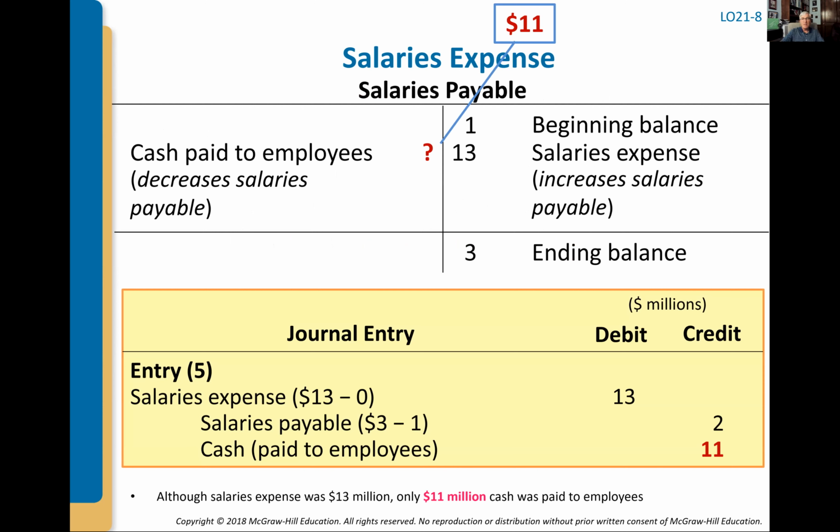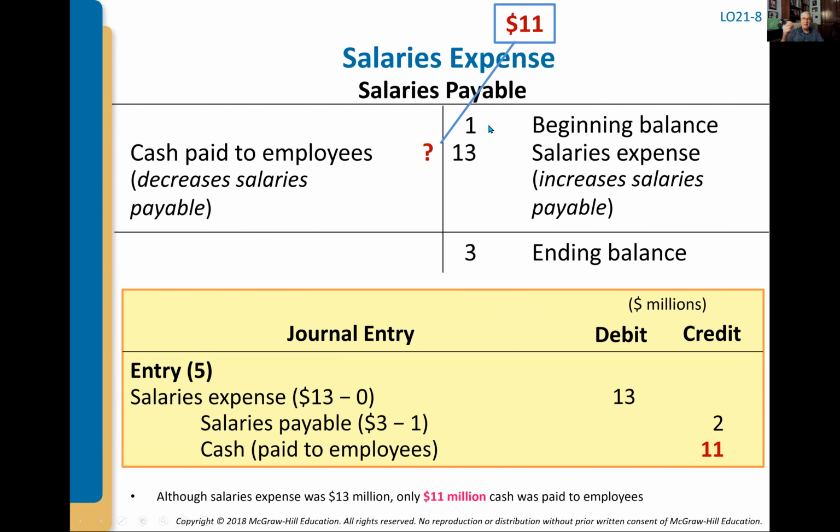Same thing with salary expense. How much was the cash paid to employees? We started with salaries payable of 1. We ended up with 3 in the ending balance of salaries payable, and we had salary expense of 13. So I got 14 minus what equals 3? 11. This was the journal entry we did, 11.